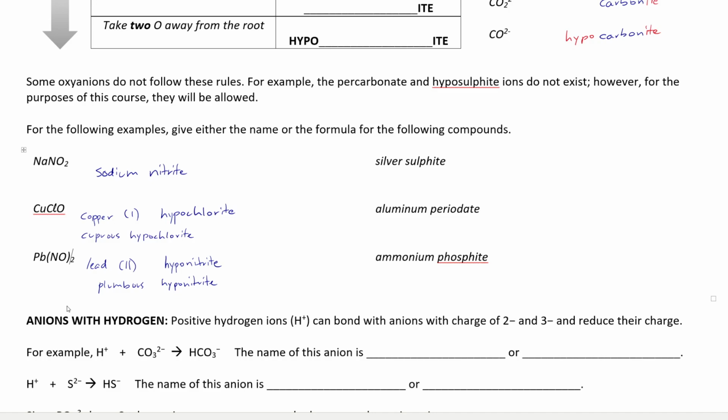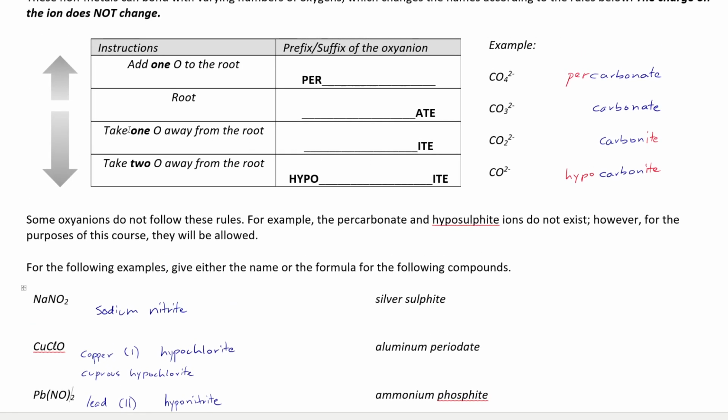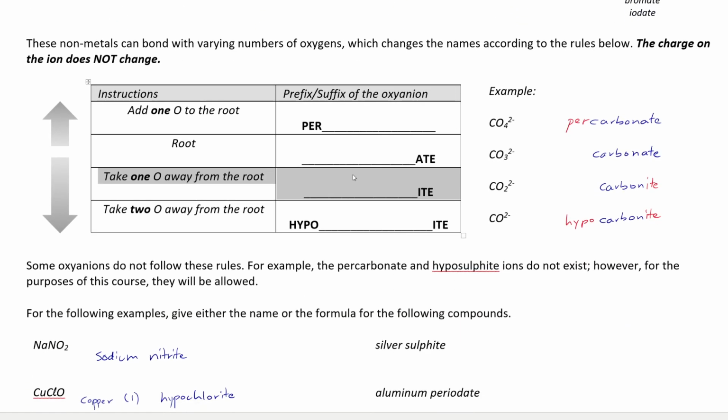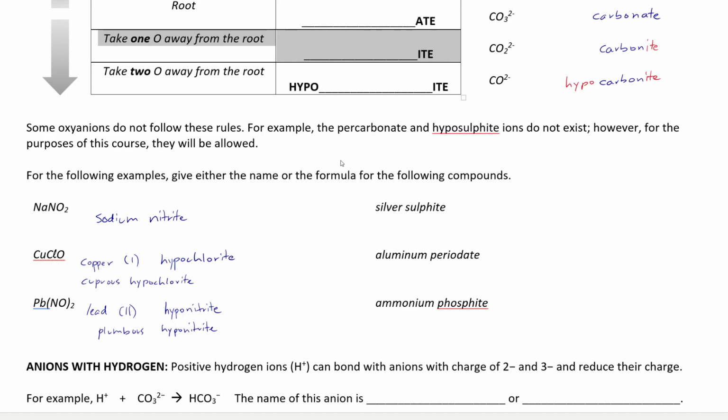Okay, next, silver sulfite. Well, sulfite looks like it is just 1 oxygen away from the root, and the root there is SO4 2 negative, so sulfite should be SO3 2 negative. Silver is 1 positive, so that means my formula is Ag2SO3.